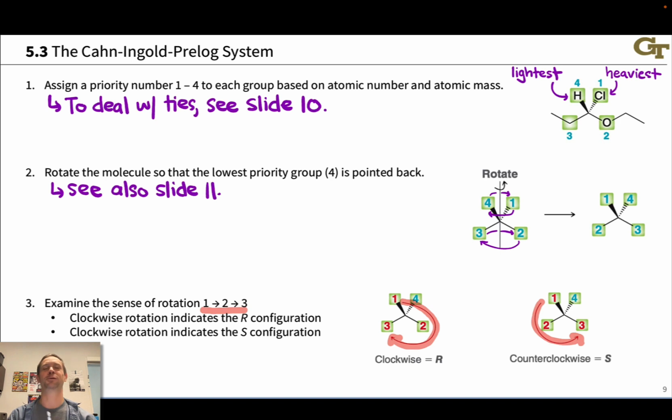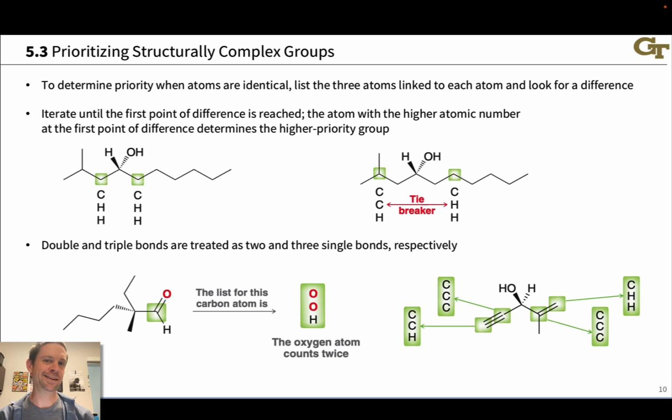On a dash is one way you can think about this, or even in a Newman projection, looking down the carbon 4 bond, is another equally valid way to think about this. And we look at the sense of rotation from priority 1 to 2 to 3. If it's clockwise, we've got an R stereocenter. If it's counterclockwise, we've got an S stereocenter. Now, a few more details about prioritization and rotating.